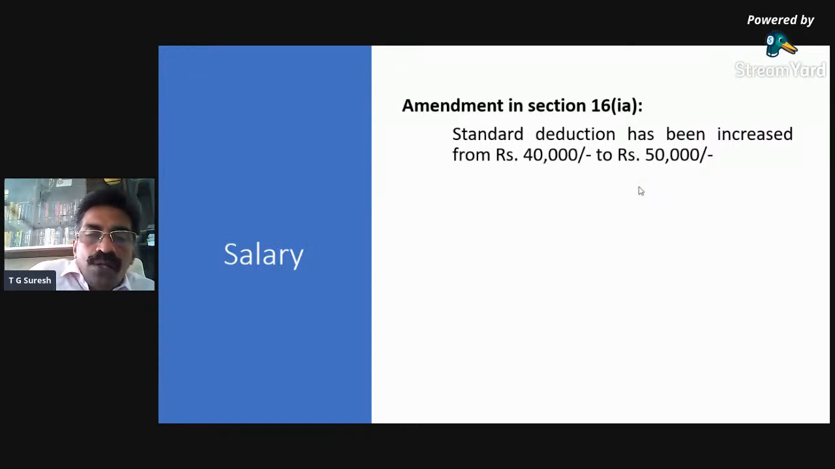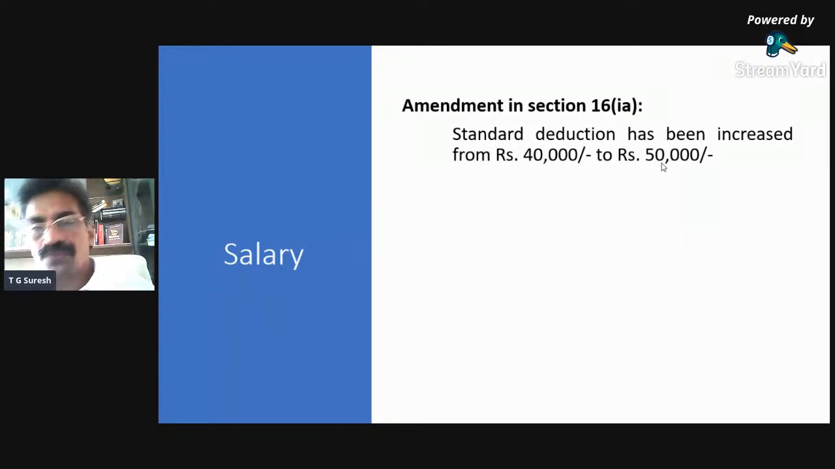So those two were removed and a standard deduction of 40,000 is given. Effectively, that means I'm getting only 5,800 rupees of benefit. Many employees were fuming that we really did not get 40,000, we got only 5,800. So the government just wanted to give slightly more. So they added another 10,000 rupees, and the standard deduction was moved from 40,000 to 50,000.